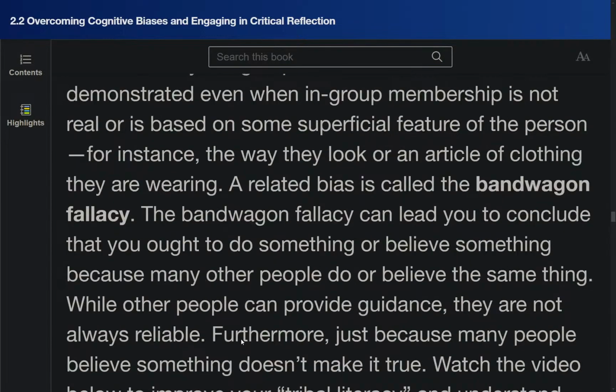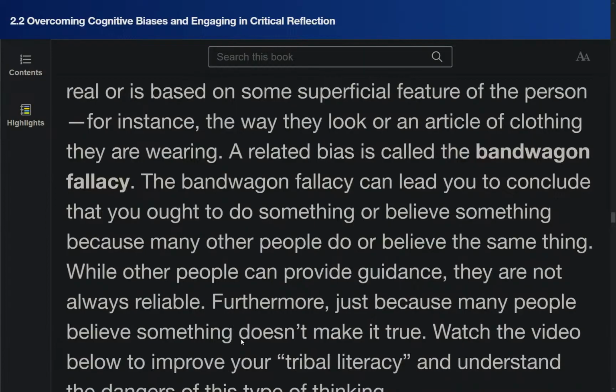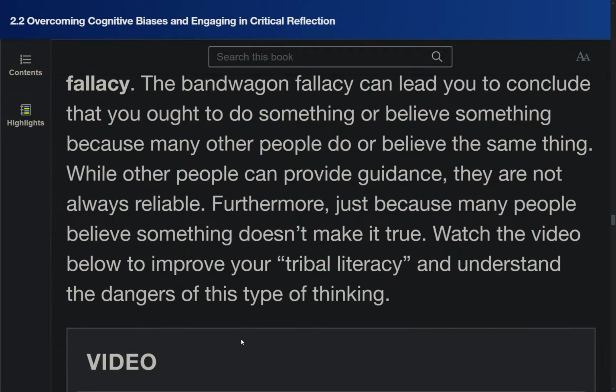A related bias is called the bandwagon fallacy. The bandwagon fallacy can lead you to conclude that you ought to do something or believe something because many other people do or believe the same thing. While other people can provide guidance, they are not always reliable. Furthermore, just because many people believe something doesn't make it true.